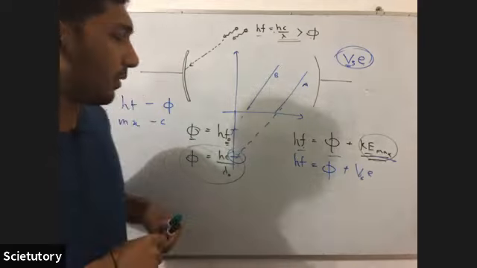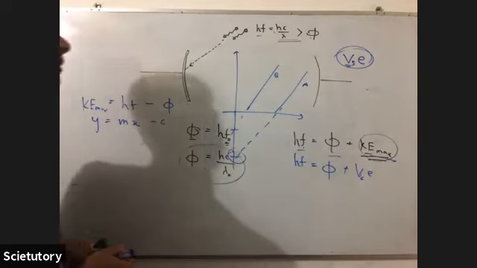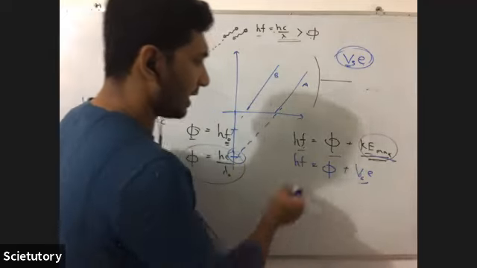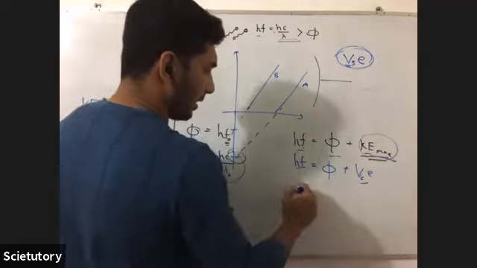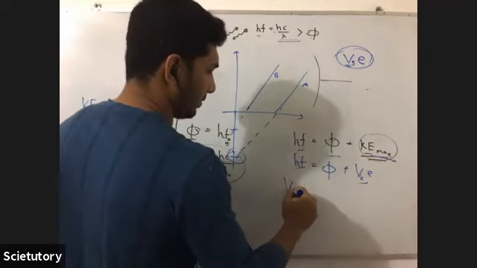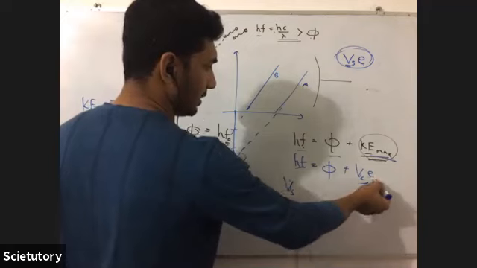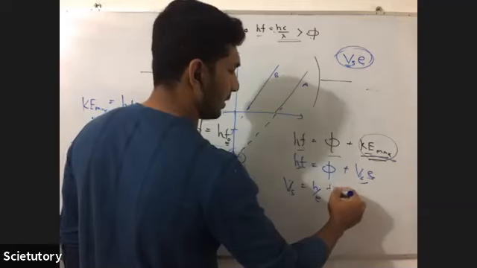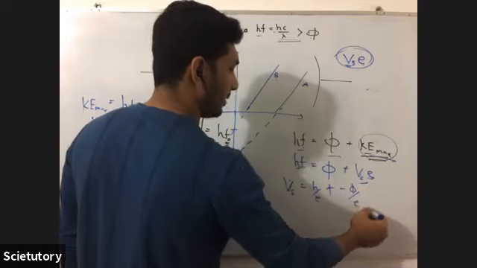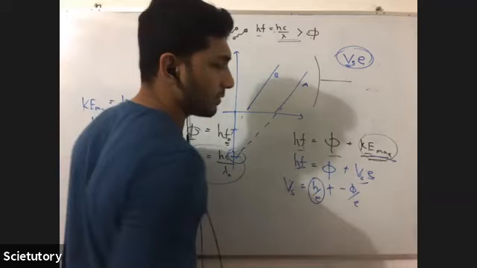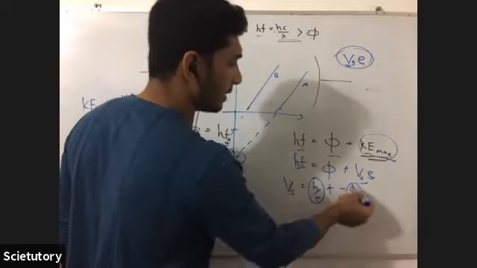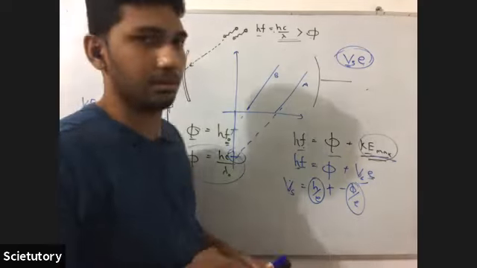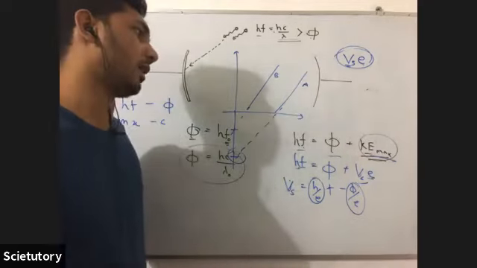You will also be asked to draw a graph for Vs against f. For that you have to make Vs the subject, so divide by e: hf and also phi. So Vs equals h over e times f minus phi over e. Now again the gradient is going to be equal for both metals, but the intercept is going to be different. So whatever the question, you can actually draw a graph.